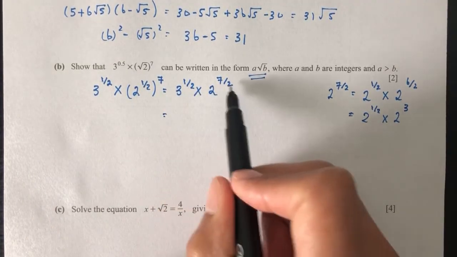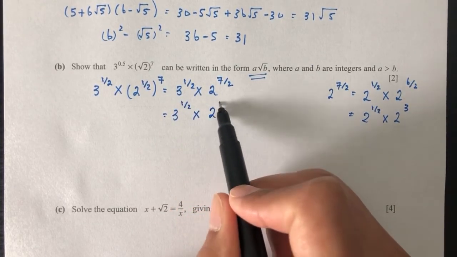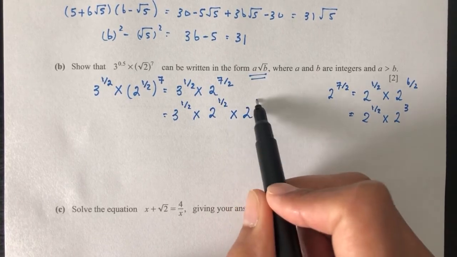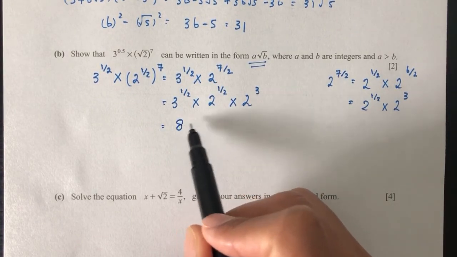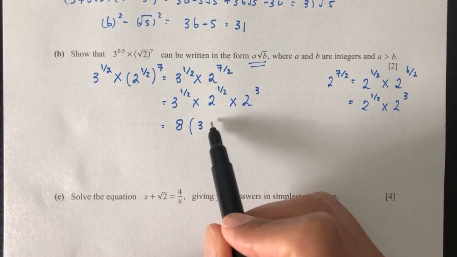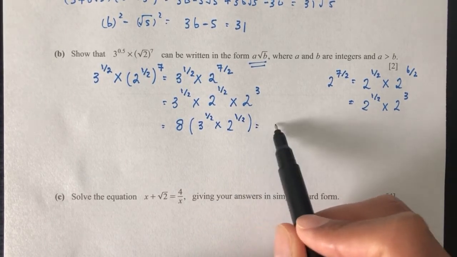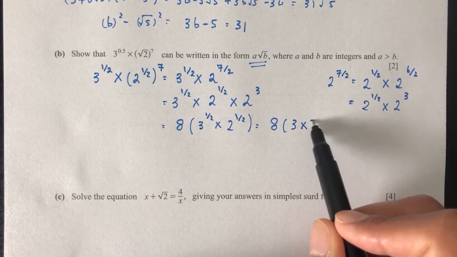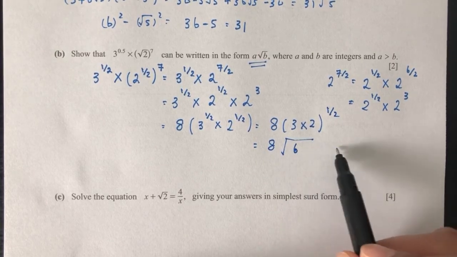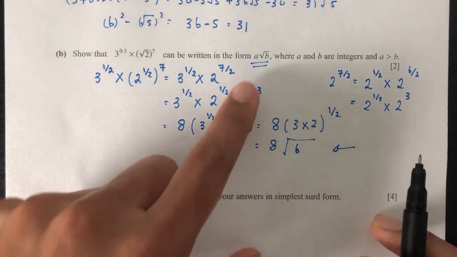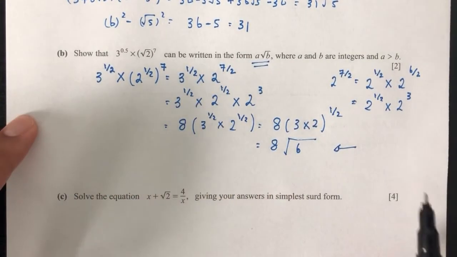So let's put it back in this equation. So here we have 3 to the half times 2 to the half times 2 to the power 3. So let's take this one to the front. We have 2 to the power 3 is 8, and then the rest will be 3 to the half times 2 to the half, and 3 times 2, we take half out, that will be 8 square root of 6. As you can see, this is in the form of A square root of B, where A is bigger than B. So this is your answer for part B.